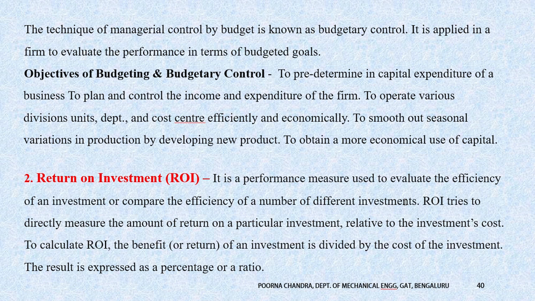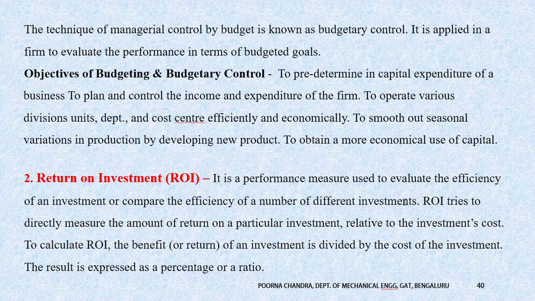Objectives of budgeting and budgetary control: to predetermine the capital expenditure of a business, to plan and control the income and expenditure of the firm, to operate various divisions, units, departments and cost centers efficiently and economically, to smooth out seasonal variations in production by developing new products, to obtain a more economical use of the capital. So that is budgetary control.